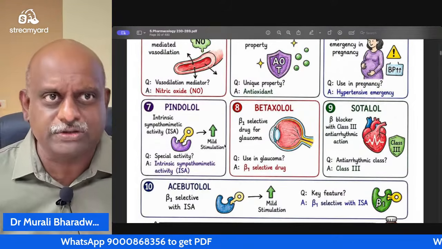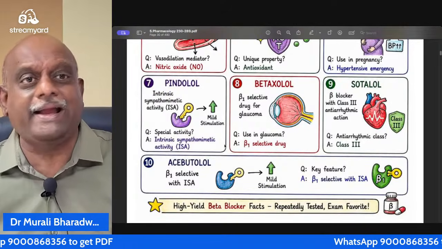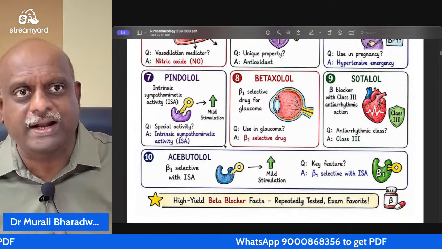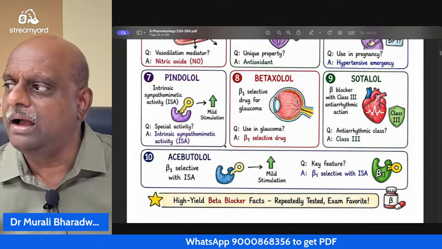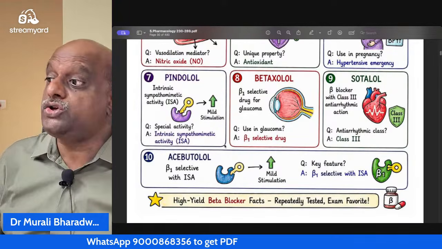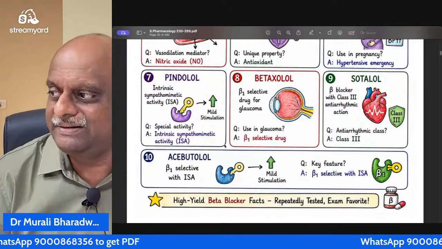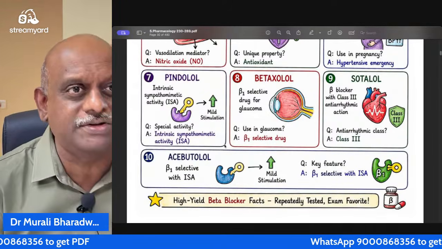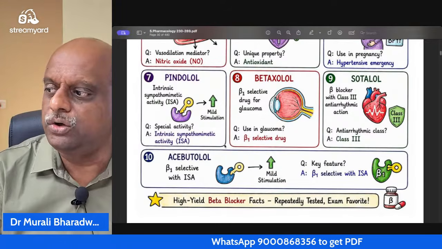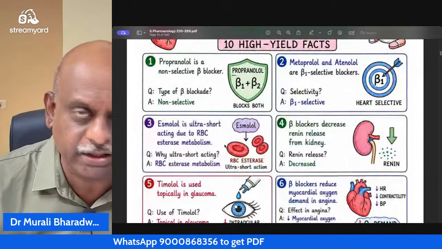Hypertensive emergency and also in pregnancy. Pindolol has intrinsic sympathomimetic activity. Betaxolol typically is a beta 1 selective agent which is used in glaucoma. And sotalol is a beta blocker with a class 3 antiarrhythmic action, hence used as an antiarrhythmic, sotalol, right? So this is what you need to know about the beta blockers.